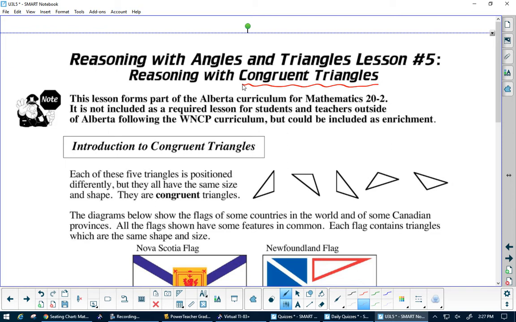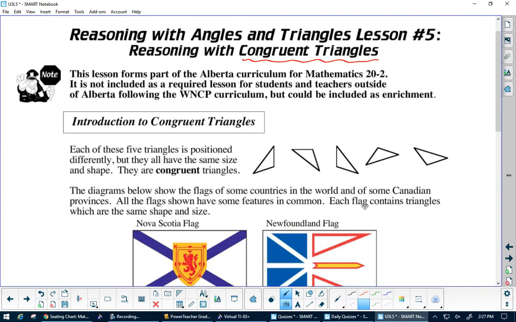Now, what does congruent mean? If you had to define the word congruent, these triangles are all congruent. They're the same. So congruent means identical. Now, people can argue, well, they're not the same triangle because that one's tilted.